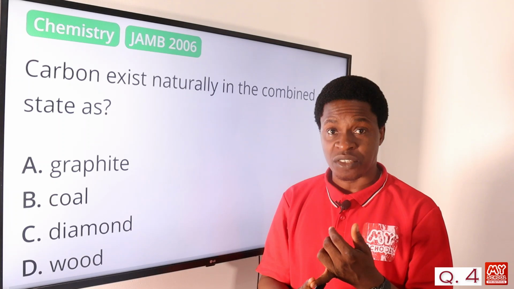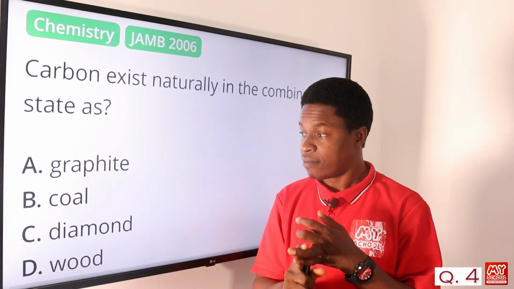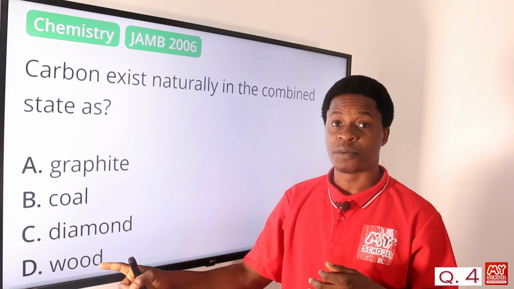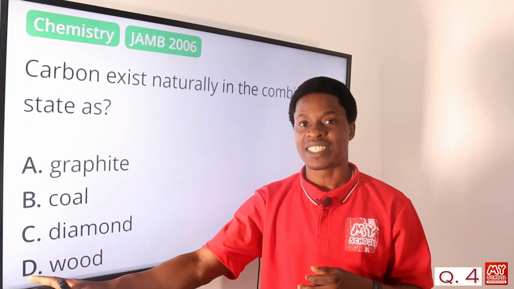So we talked about petroleum, we don't have petroleum here. We talked about natural gases, we don't have natural gases. We talk about wood. So we have wood here in the option. So we go for option D. The correct answer is option D.